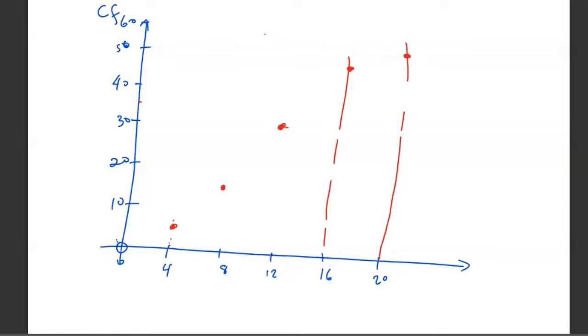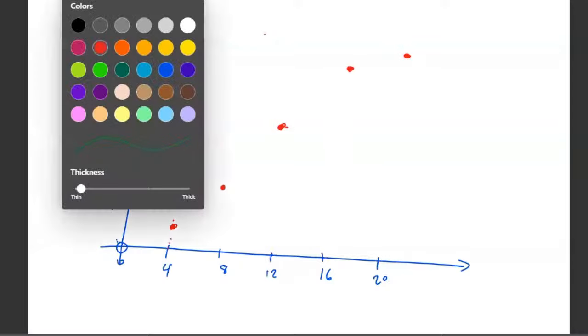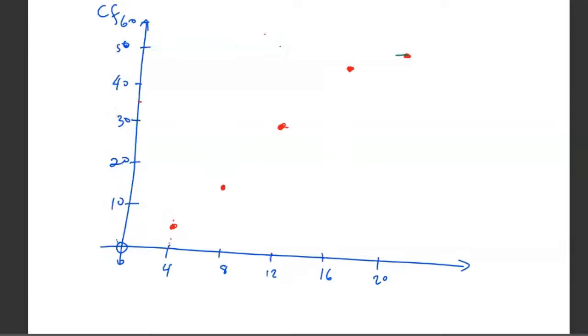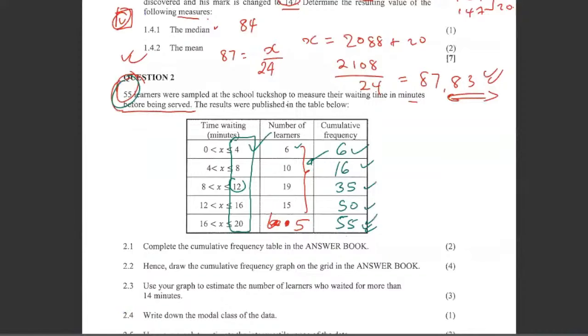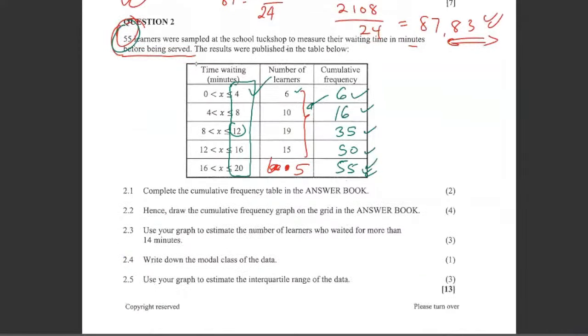All right, so just forgive my sketch. I don't have a grid page, but at least I just want us to have an idea. Then from there, just connect with your freehand, no ruler in this case. So freehand graph.